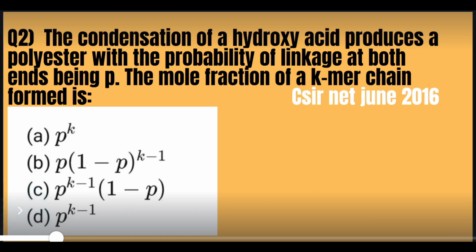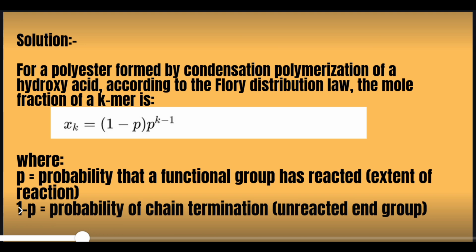The condensation of a hydroxy acid produces a polyester with the probability of linkage at both ends being P. The mole fraction of a K-mer chain formed is. Here 4 options are given. Option A, P to the power K. Option B, P into (1 minus P) to the power K minus 1. Option C, P to the power K minus 1 into (1 minus P). And option D, P to the power K minus 1. This question was asked in CSIR NET June 2016. Here we'll see the solution.